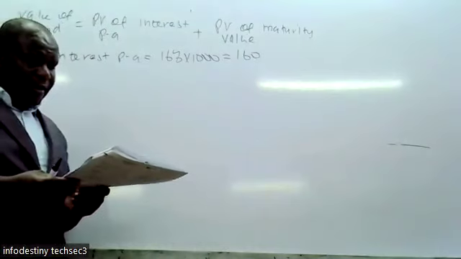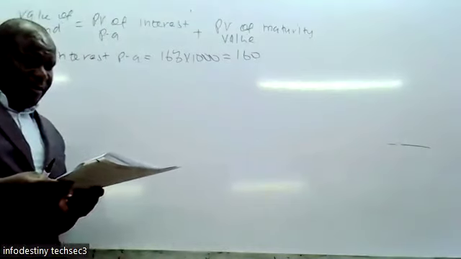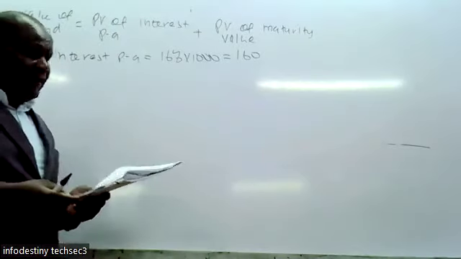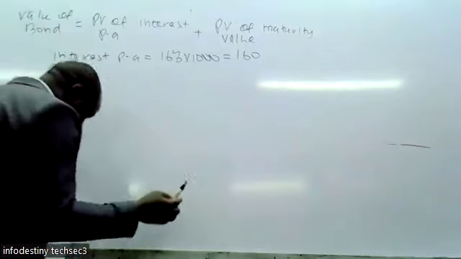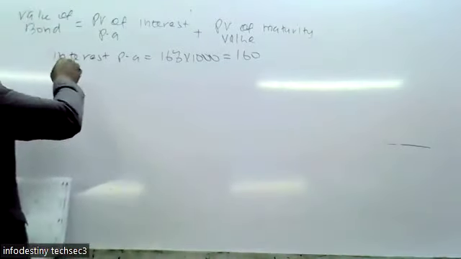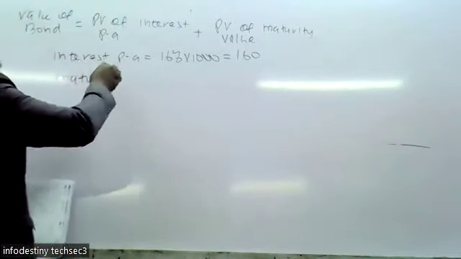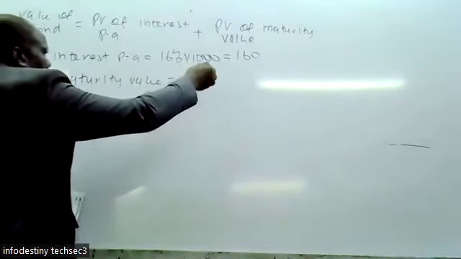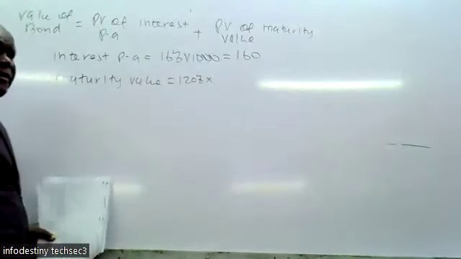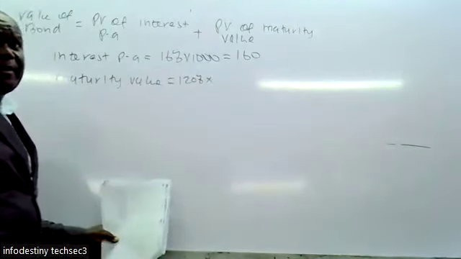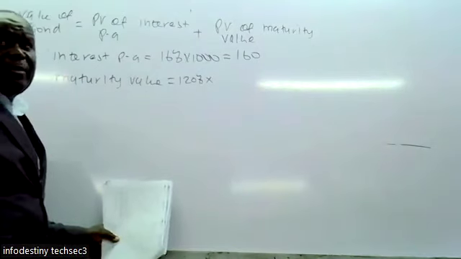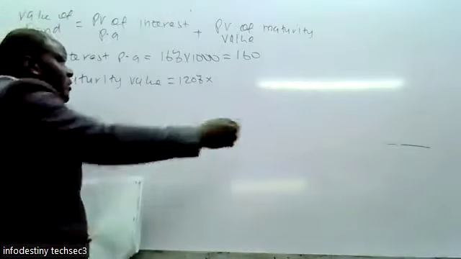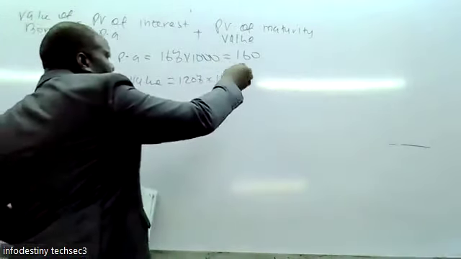It was redeemed. The bond will be redeemed at what percent premium after 5 years? So that's now the maturity value. You get 120%. When it is a premium, it means it has gone up by 20%. When it is a discount, it means it has gone down by 20%. So this one was a premium. So get 120% of the 1,000.